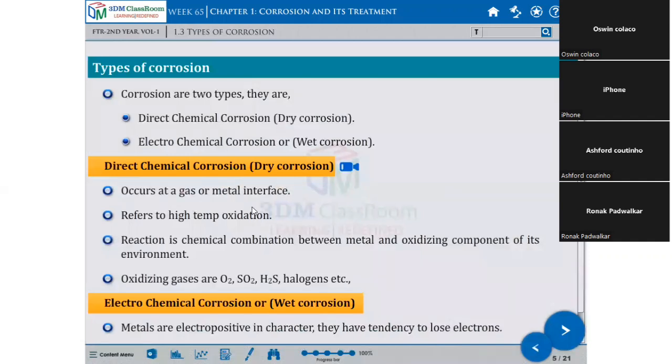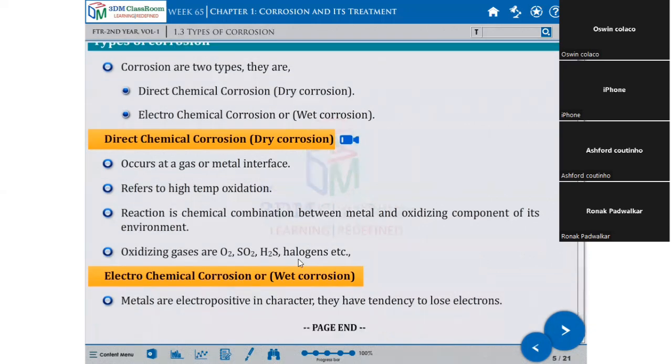Direct chemical corrosion, or dry corrosion, occurs at a gas-metal interface and refers to high temperature oxidation. The reaction is a chemical combination between the metal and the oxygen component of its environment. Oxidizing gases are oxygen, sulfur dioxide, cyanides or halogens, and H2S, hydrogen sulfide. This is about dry corrosion. Next, electrochemical corrosion or wet corrosion.